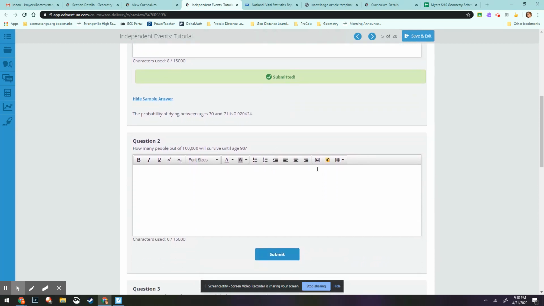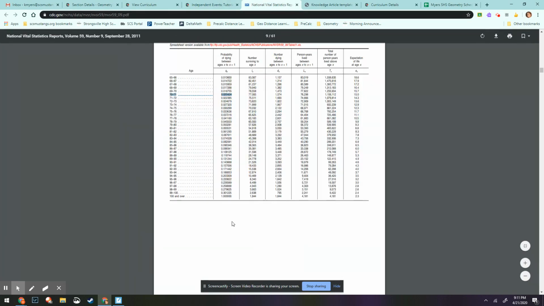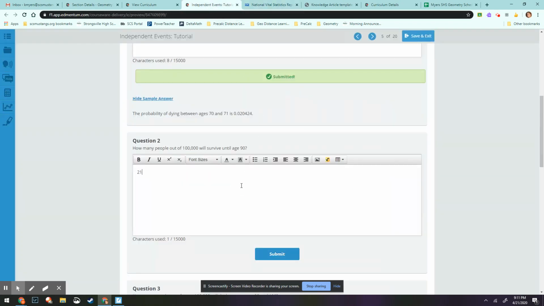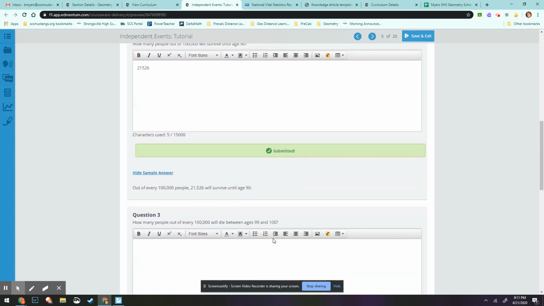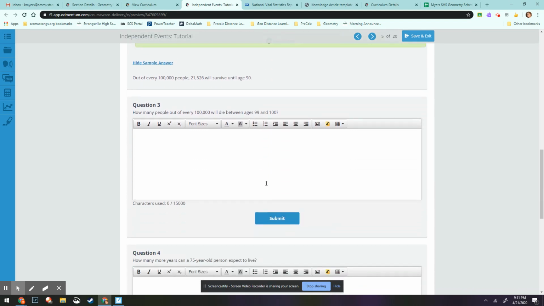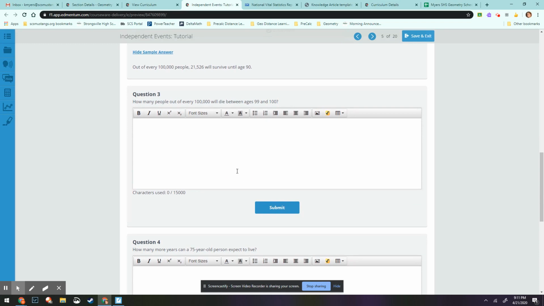How many people out of 100,000 will survive until age 90? So we're going to go back here, and now we're going to look at 90. And I want to go to the number surviving to that age, which is 21,526. So let me put that in here, 21,526. And we check our answers, and we got it right. Really what we're doing here is just trying to figure out how to read this table because we're going to need it later on.